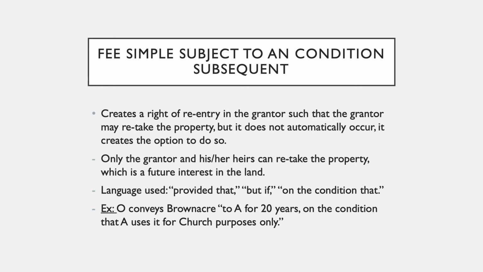So it doesn't automatically happen like fee simple determinable. Okay, O simply has the option to do so. So whenever O feels like it, O can do that the moment A violates the condition subsequent here.